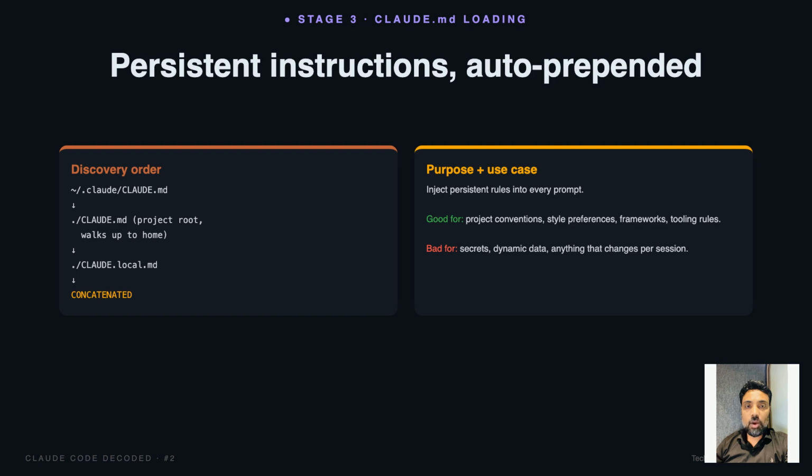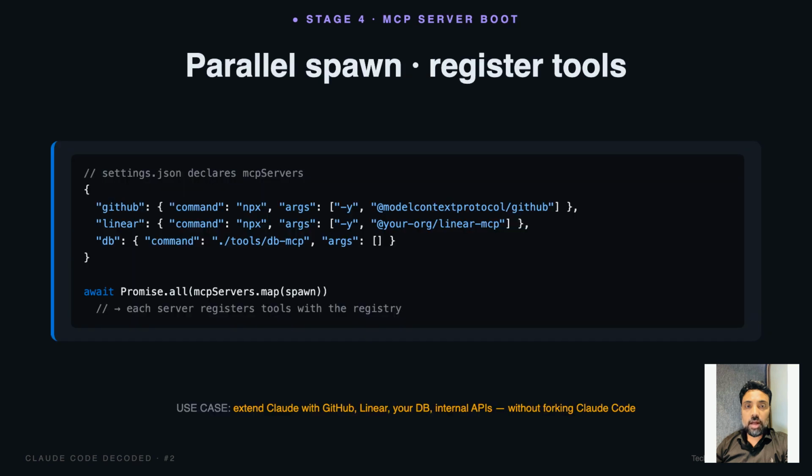Stage 3, CLAUDE.md discovery. After settings, Claude looks for CLAUDE.md files, which provide context that gets injected into every prompt. The discovery is similar to settings: user CLAUDE.md from tilde/.claude, then project CLAUDE.md, walking up from your current directory, then local CLAUDE.md. All of them get concatenated and prepended to the initial context. The purpose is you can give Claude persistent instructions that apply automatically without you typing them each session. The use case is project conventions, code style preferences, frameworks you use, anything you'd repeat across conversations.